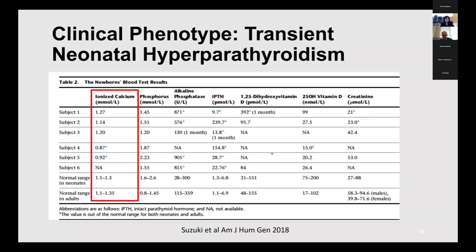So this is the clinical biochemical phenotype of these patients here. And these infants, as you can see, appear to have normal calcium levels. However, look at their PTH levels. It's pretty dramatic, isn't it? And then look at their alkaline phosphatase levels in these infants.